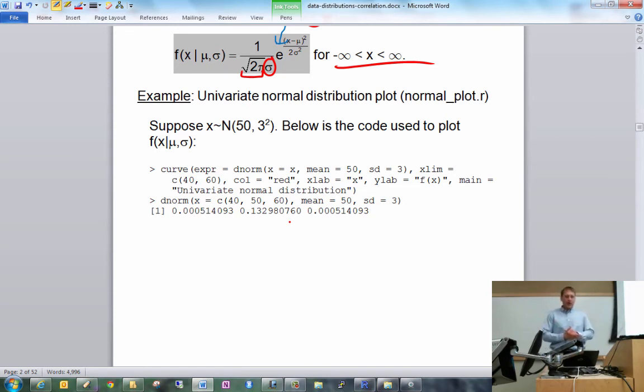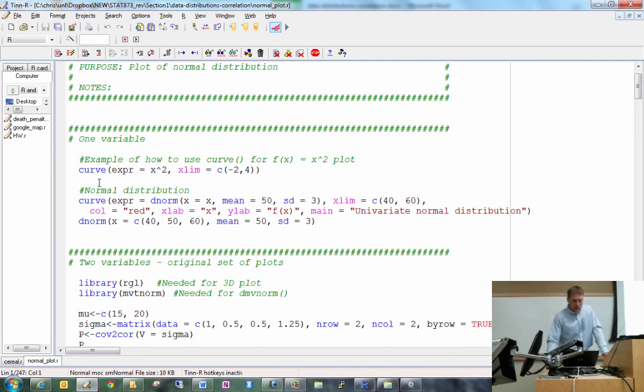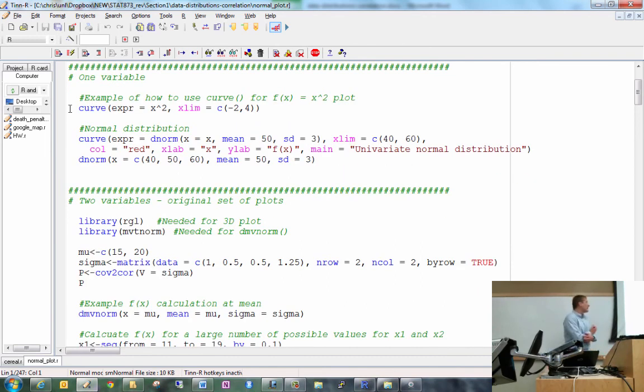Okay? The quickest way to do that in R is to use what's called the curve function. This was discussed on the second day of class, the introduction to R, where we used the curve function to put a regression line on a plot. Instead, now we're going to use the curve function to plot the normal distribution. But before we actually do the plotting, I think it's always helpful to look at a simpler example with the curve function. Let's say I want to graph f of x is equal to x squared.